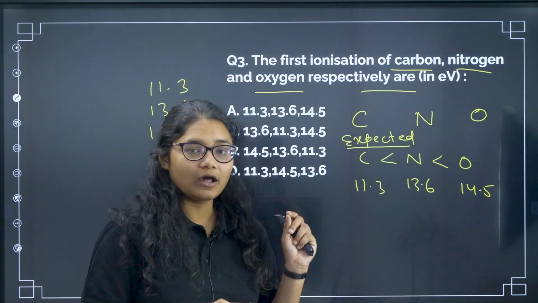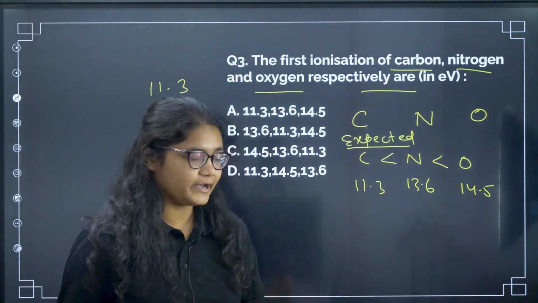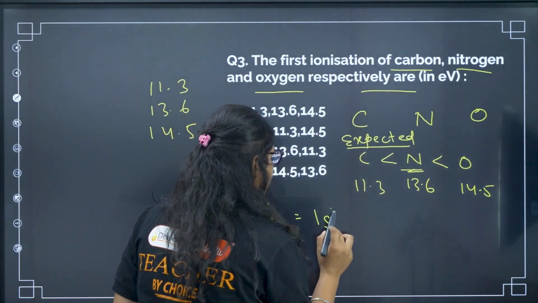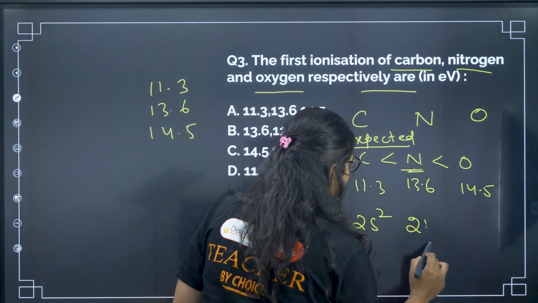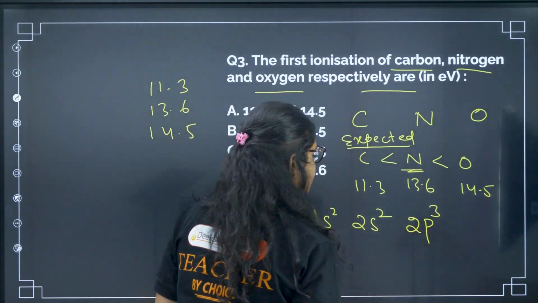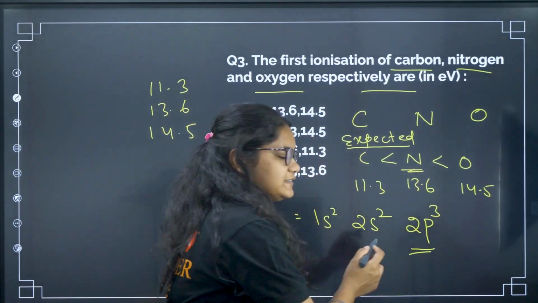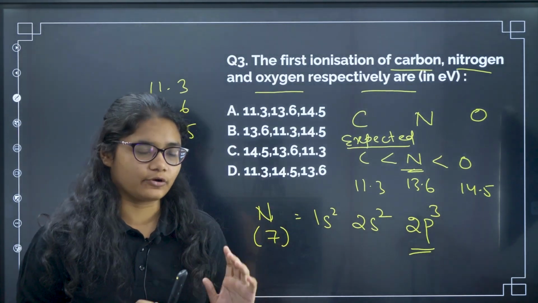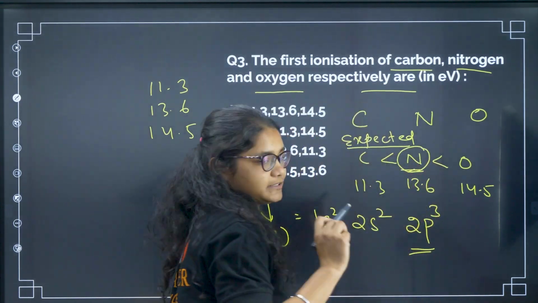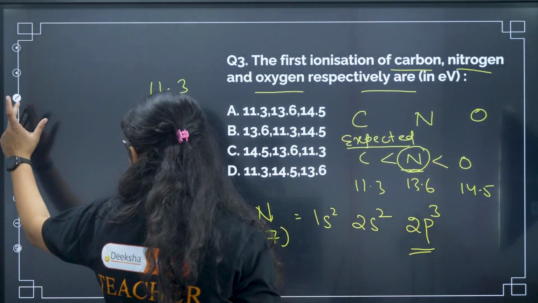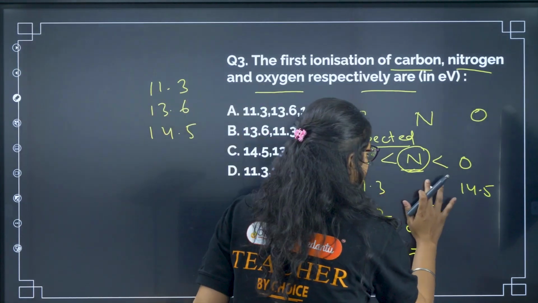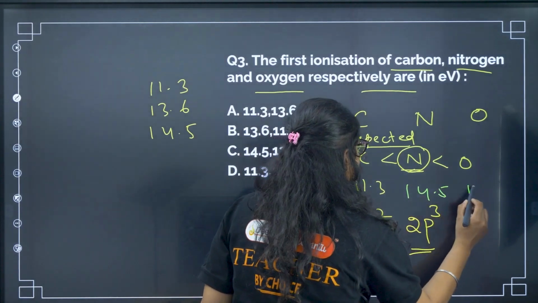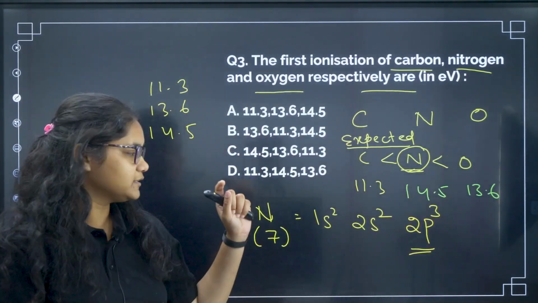But we should be careful about the electronic configuration of group 15, right? So nitrogen's electronic configuration, atomic number 7, is 1s2, 2s2 and 2p3, right? Now this 2p3 is exactly half filled. It is a stable electronic configuration. So you will require more energy to remove the electron. That is why nitrogen's ionization enthalpy is the maximum. So the value here will be a little different and not as expected. Here we will have a small change and the values will be 14.5 here and 13.6 here, right? So this is what you have to remember.